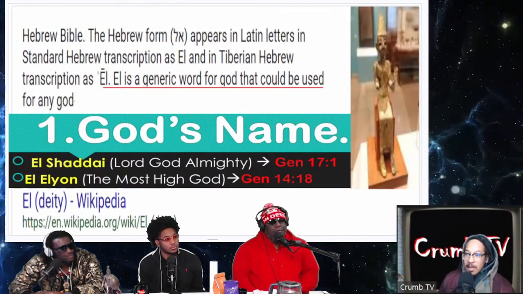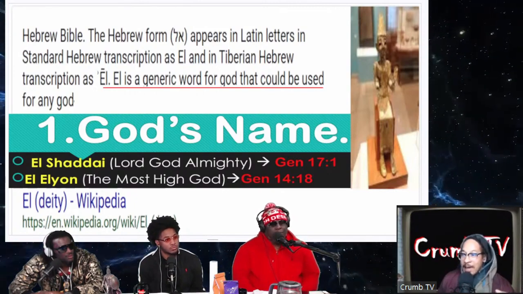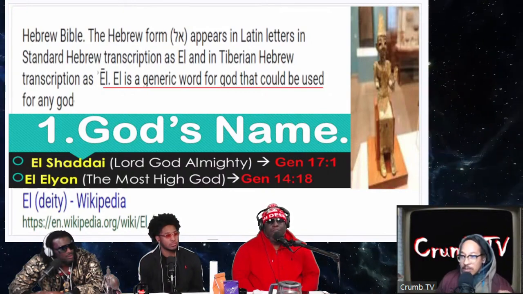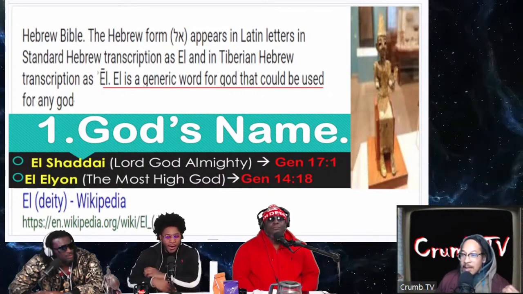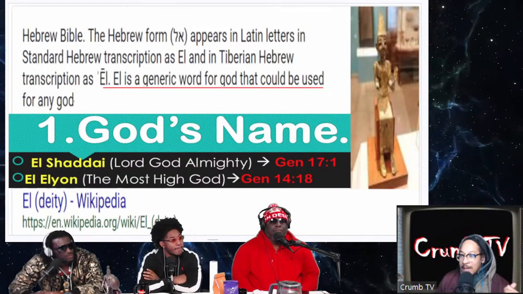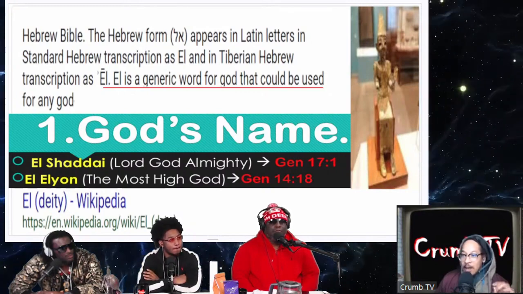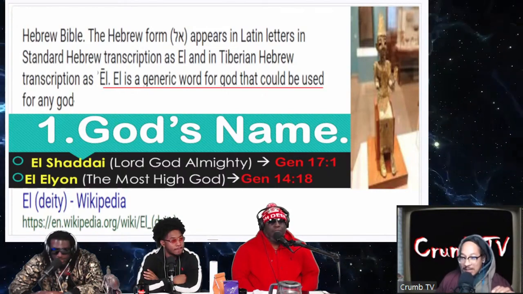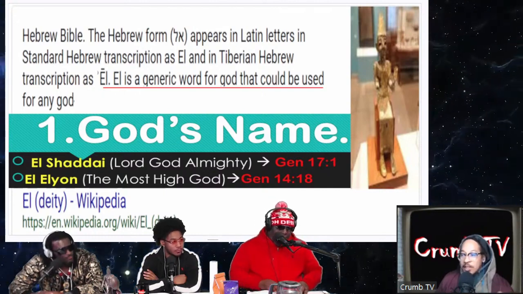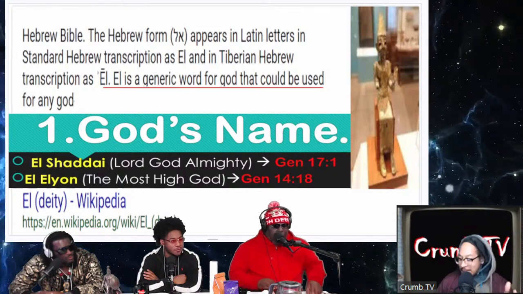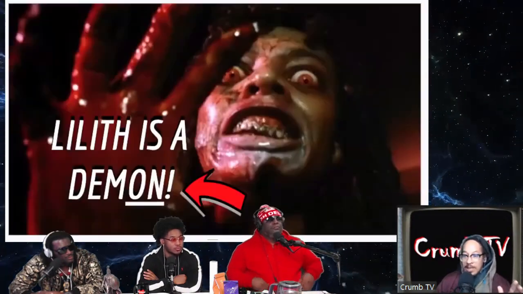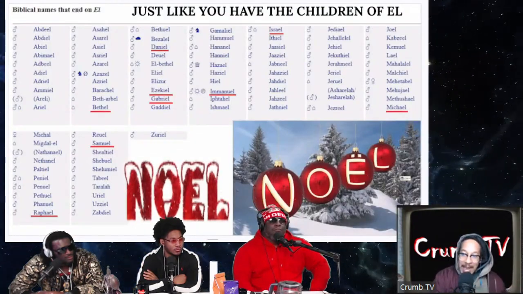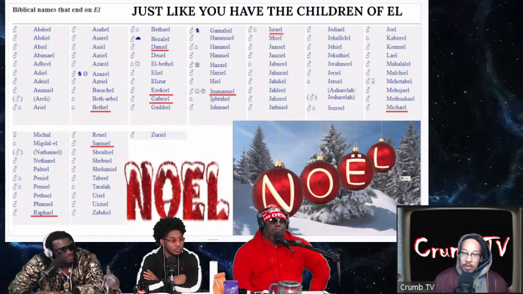Hebrew Bible, Old Testament. The Hebrew form appears in Latin letters in standard Hebrew transcription as L, or in Tiberian Hebrew transcriptions as El or Il. El is a generic word for God that can be used for any God. God's name, El Shaddai, or Lord God Almighty, according to Genesis 17:1, or El Elyon, God Most High, Genesis 14:18. El being a deity. Why is this important? And what does it have to do with the whole demon thing? Glad you asked. So anything on the back of their names that has El lets you know that they are the children of El.